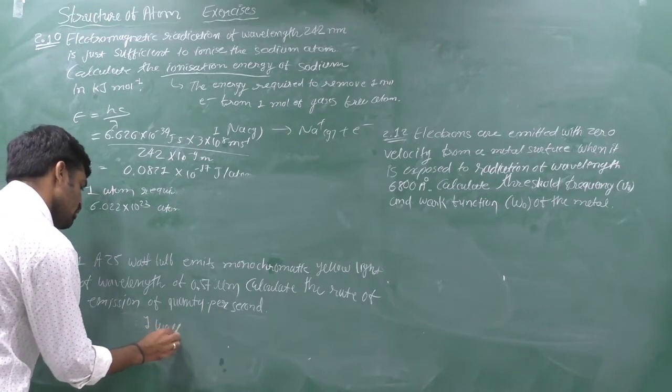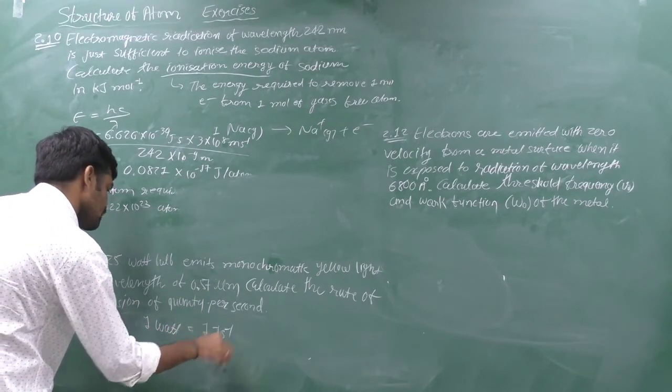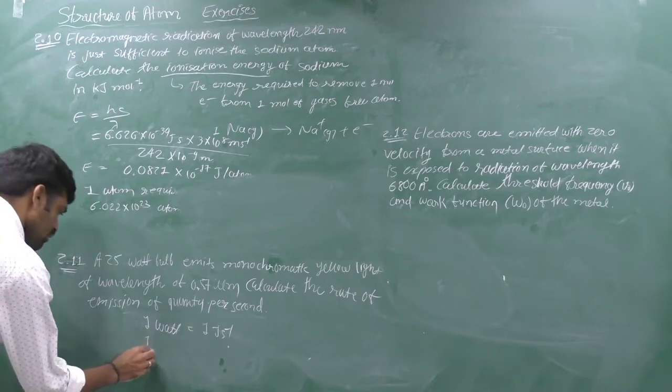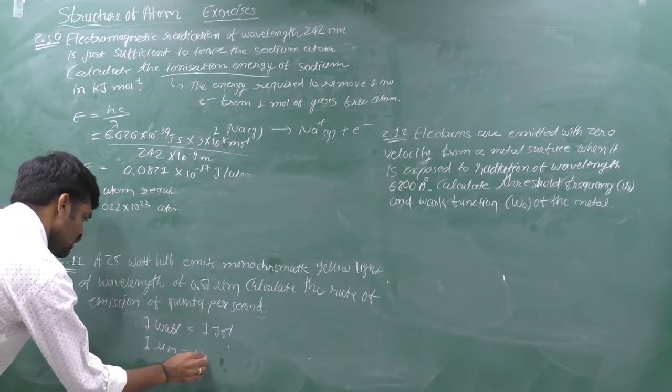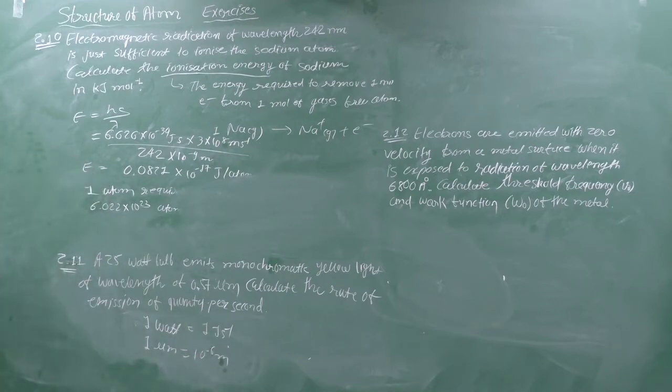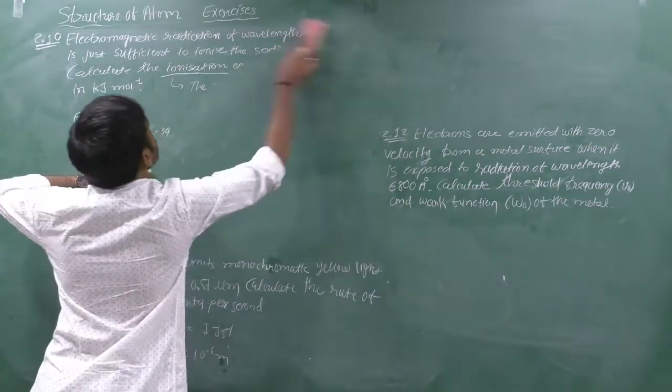First we know that 1 watt is equal to 1 joule per second. And 1 micrometer is equal to 10 raised to minus 6 meter. First આપણે આનું કરી દીધું. Now we can make the calculation.